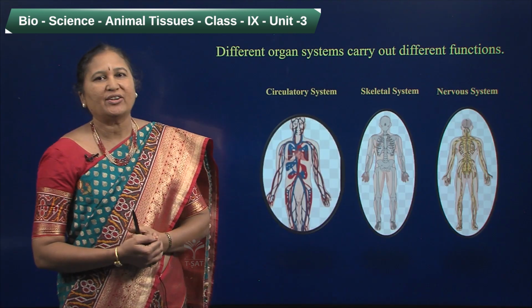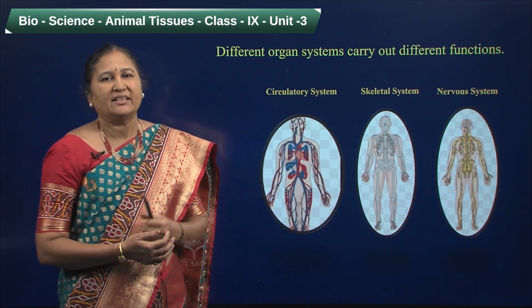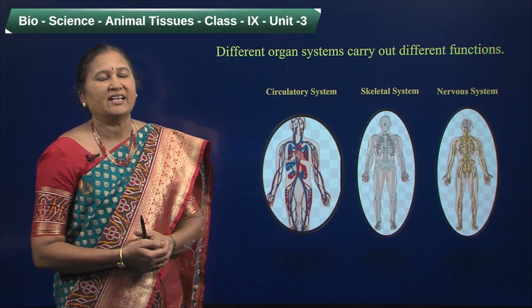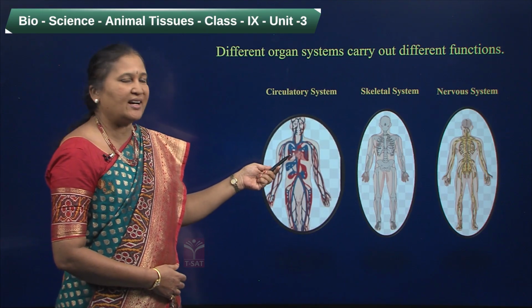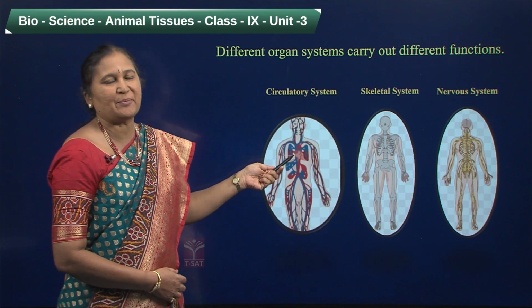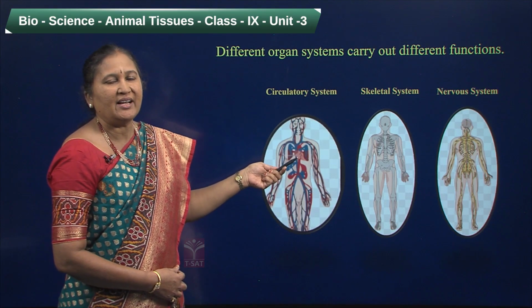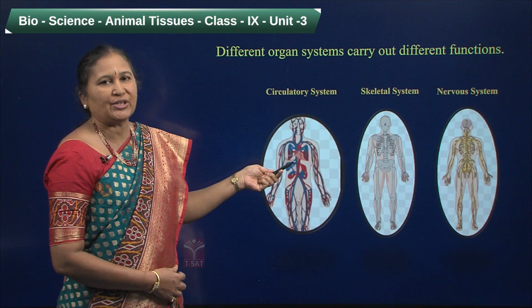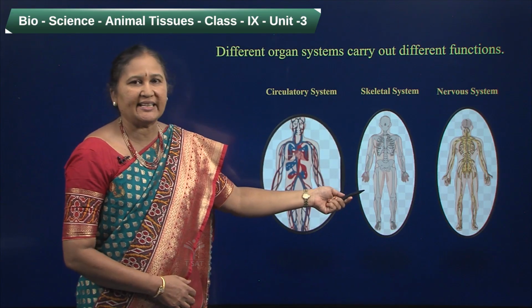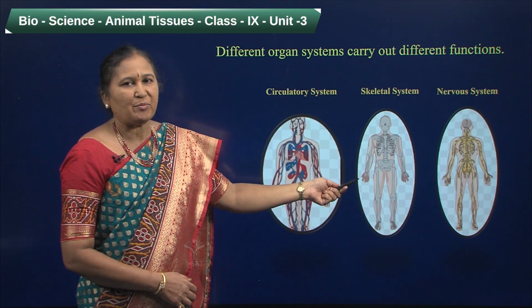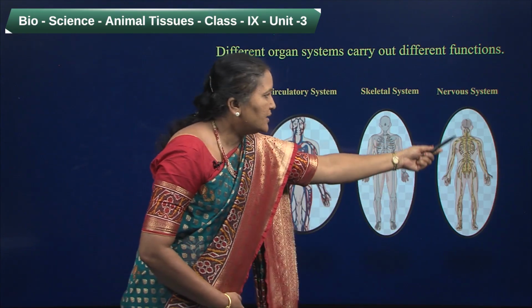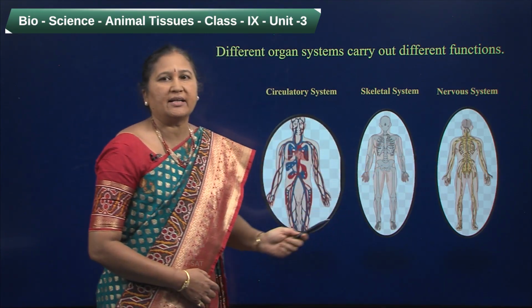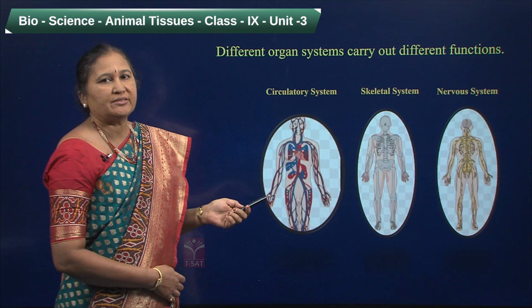We have different organ systems in our body. They carry out different functions, and this is our circulatory system. The heart and blood vessels are the important parts of the circulatory system. The heart is the pumping organ and it circulates blood throughout our body. This is our skeletal system and it is formed by bones. And this is our nervous system. Brain, spinal cord and nerves are the important parts of our nervous system.